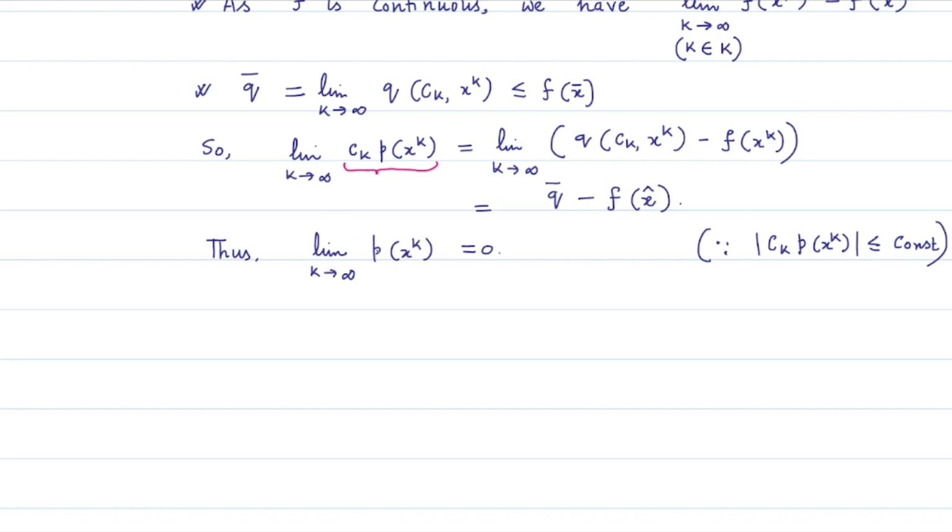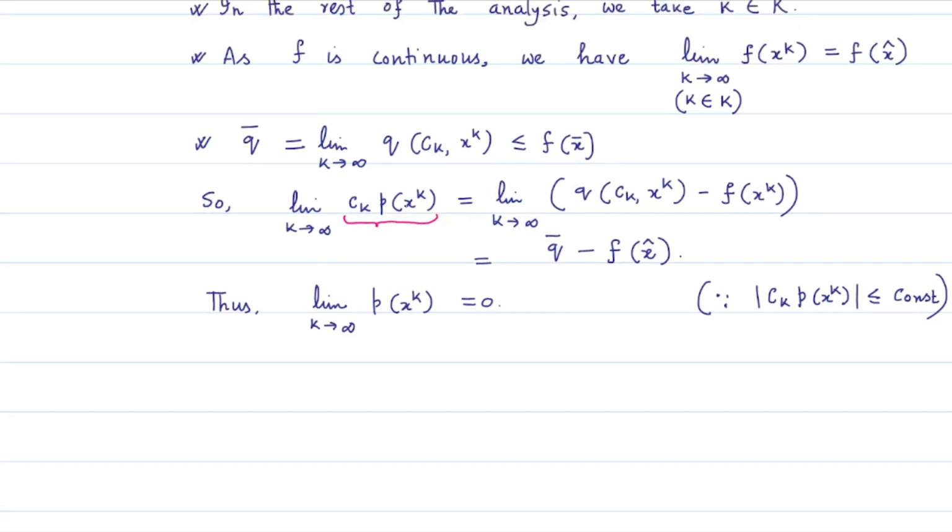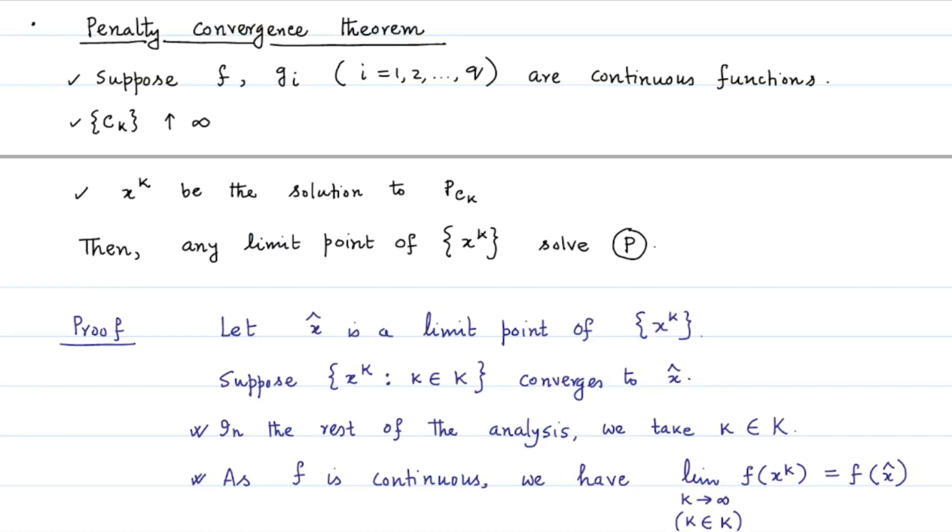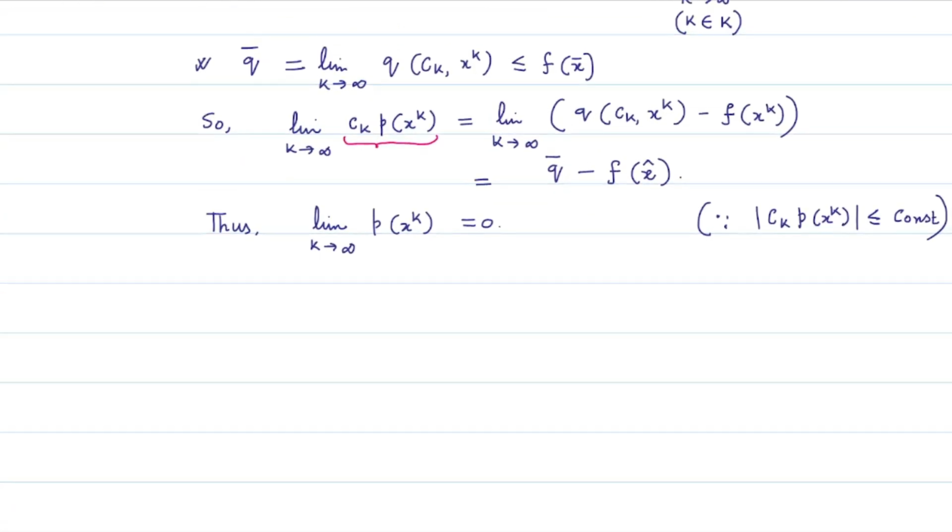Now this function p is a continuous function, due to the fact that you have assumed the functions f and g_i are continuous functions. Now you take an expression of p for which this assumption has also to be taken, that p is also a continuous function. Then due to this continuity of p, we have the limit as k tends to infinity of p(x_k) is equal to p(x hat), and therefore p(x hat) is equal to 0. Now once p(x hat) is equal to 0, x hat is a feasible point, because for the penalty function we all know the value of the penalty function is equal to 0 if and only if the point in the argument is a feasible point. That is the definition of the penalty function. So here we have x hat is a feasible point to the problem capital P.